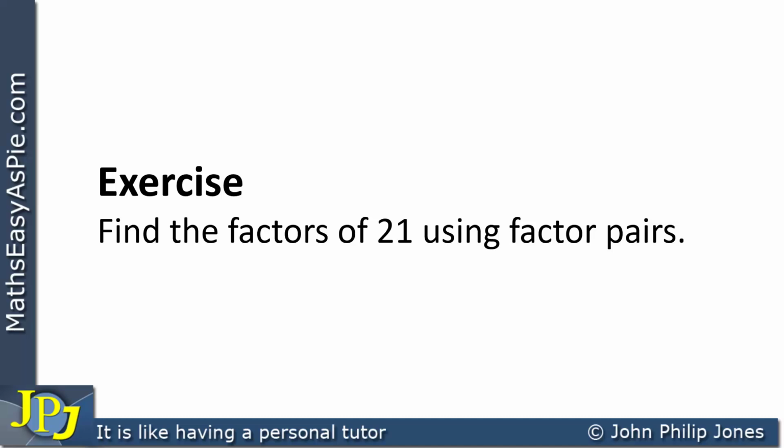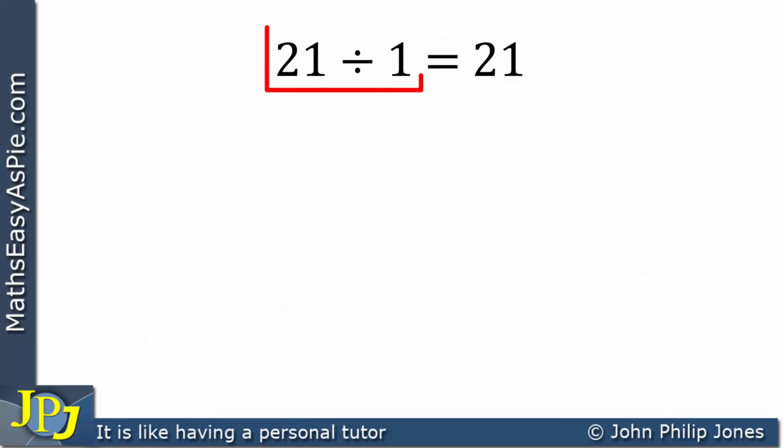This exercise is asking us to find the factors of 21 using factor pairs. Now, we've already found factors of 21 earlier in the playlist, but here I'm going to do it using a different method. I will divide the 21 by 1, giving the result of 21. And you can see that this is an example of a factor pair.